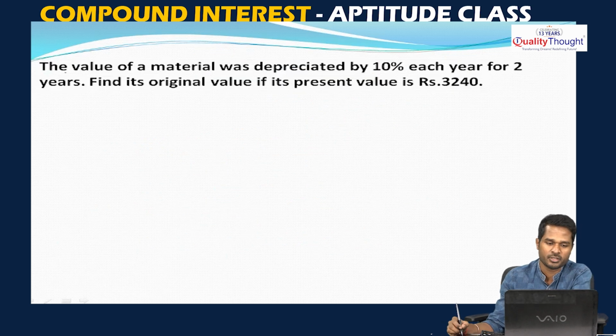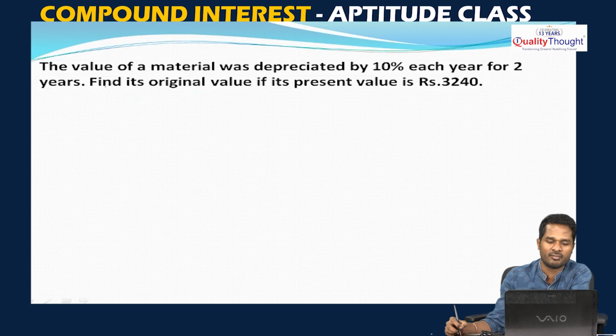See the question: the value of a material was depreciated by 10% each year for 2 years. Find its original value if its present value is 3240. Actually this question belongs to profit and loss, but this way of solving resembles compound interest. We can solve it using profit and loss, or the percentages method, or the compound interest way of solving.